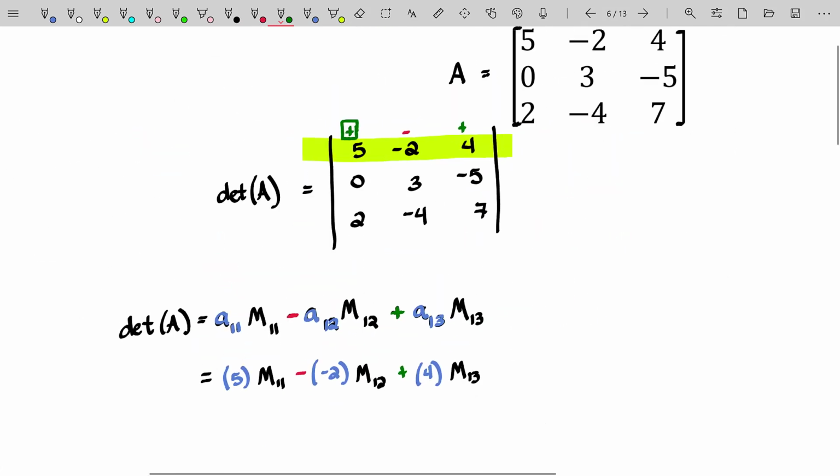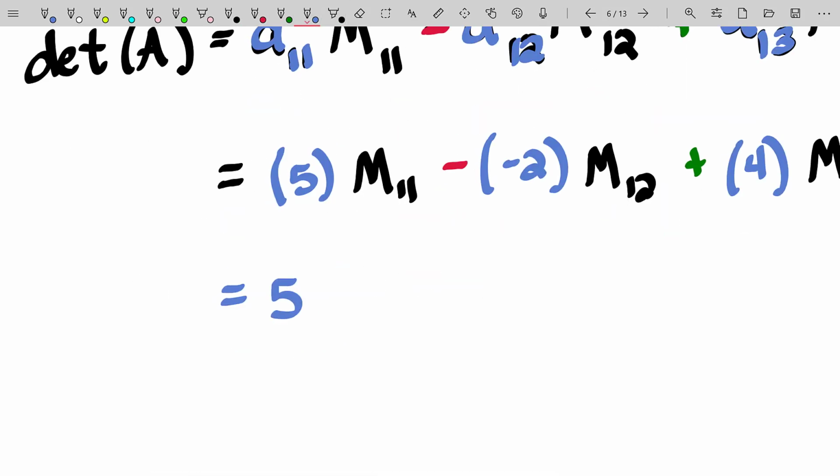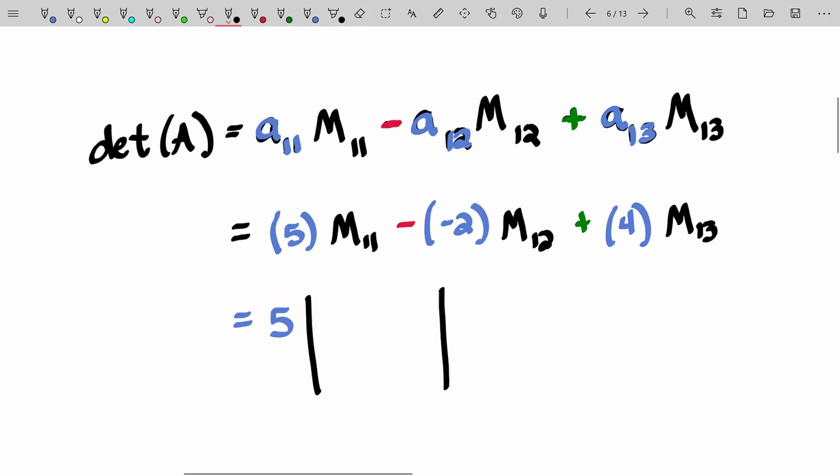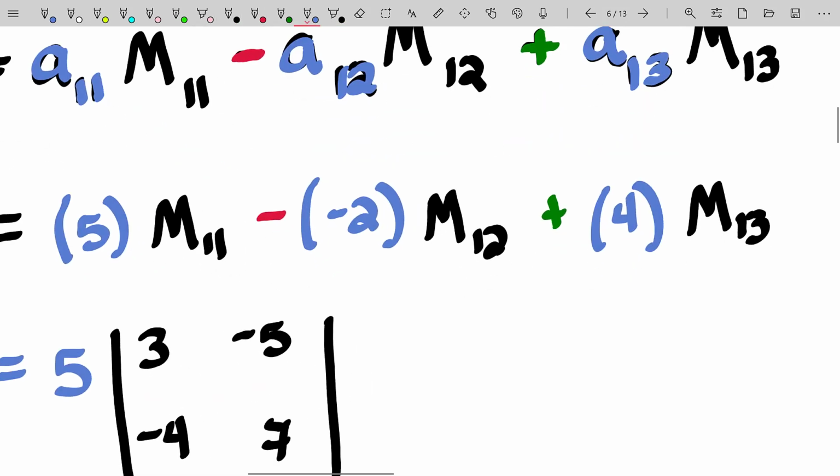But let's take a look at the minors. The minors are the determinants of what is remaining after you remove rows and columns. For example, I have this 5 right here, and I'm going to multiply it by the determinant of what remains after I remove row 1 and column 1. Well, let me remove row 1 and column 1. And you can see what remains there is a 3, negative 5, negative 4, 7. You are allowed to do arithmetic with the next step. So minus a negative 2 is a plus 2.